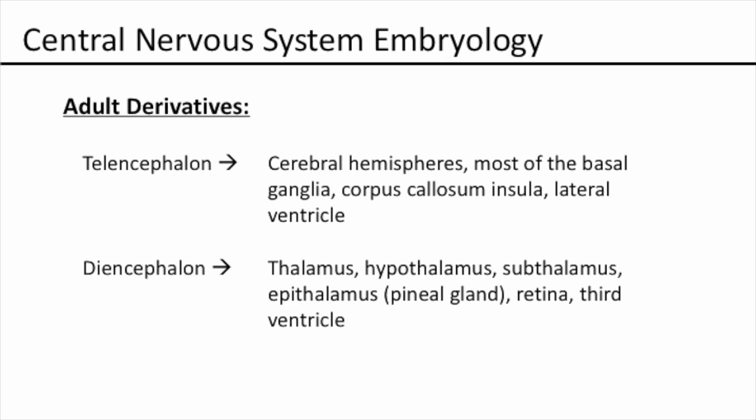Next is the diencephalon. The diencephalon will go on to become adult brain structures including the thalamus, hypothalamus, subthalamus, epithalamus or pineal gland, the retina of the eye, and the 3rd ventricle. Again, ventricles are hollow spaces that house CSF. All of these aforementioned structures come from the prosencephalon or forebrain. Both the telencephalon and the diencephalon and their adult derivatives come from the prosencephalon or the forebrain.